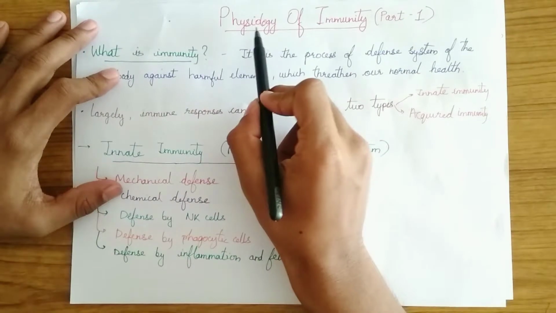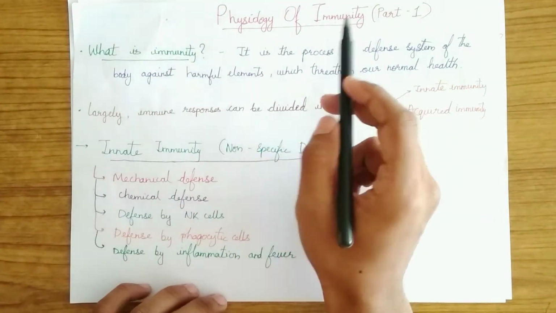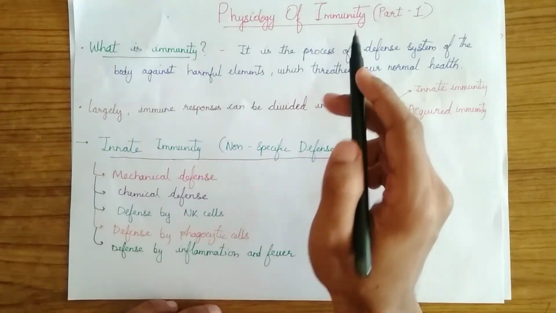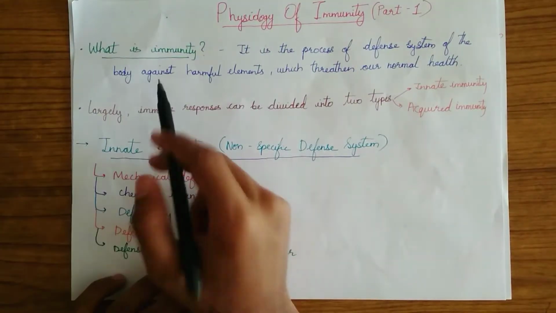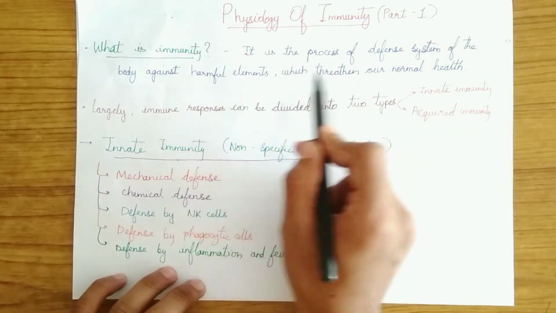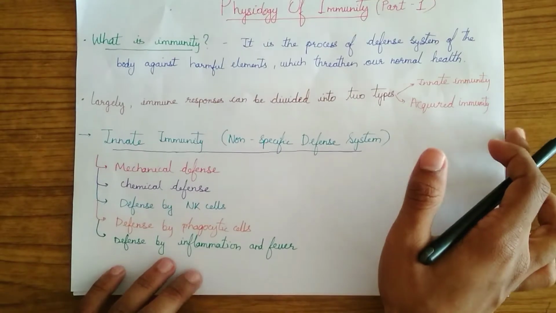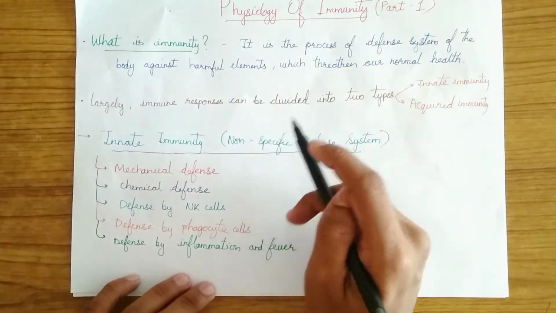Today I will be talking about the topic Physiology of Immunity. This is the first part of this topic. In this video I will be talking about innate immunity. So let's start. What is immunity? It is the process of defense system of the body against harmful elements which threaten our normal health. So anything which harms our body is defended by our immunity.